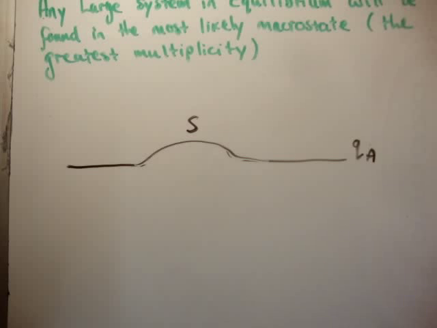Now, I'm not going to make it any more complicated than it needs to be. So we're going to leave it at that: entropy is the natural logarithm of the multiplicity. It's the natural logarithm of the number of ways of arranging your system. And we multiply by Boltzmann's constant to give it really nice units.